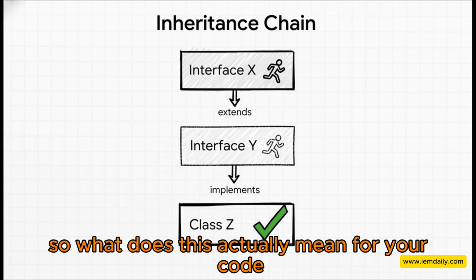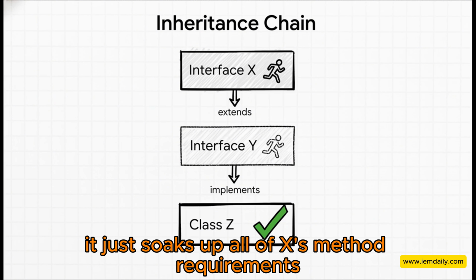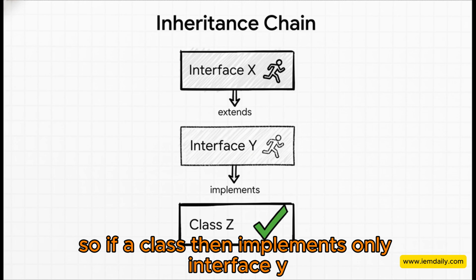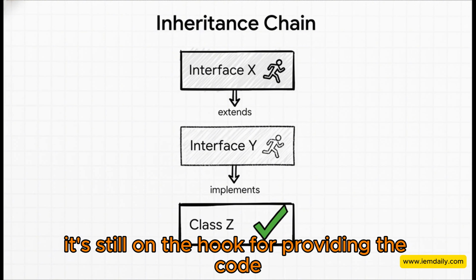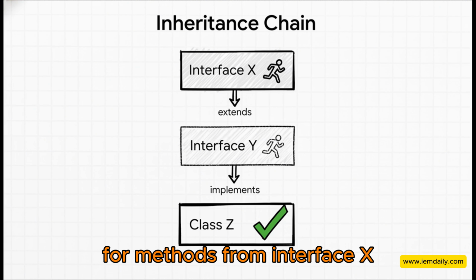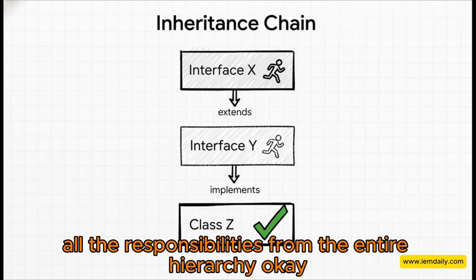So, what does this actually mean for your code? Well, if interface Y extends interface X, it just soaks up all of X's method requirements. So if a class then implements only interface Y, it doesn't get off easy. It's still on the hook for providing the code for methods from interface X. It's like a chain of command. You inherit all the responsibilities from the entire hierarchy.